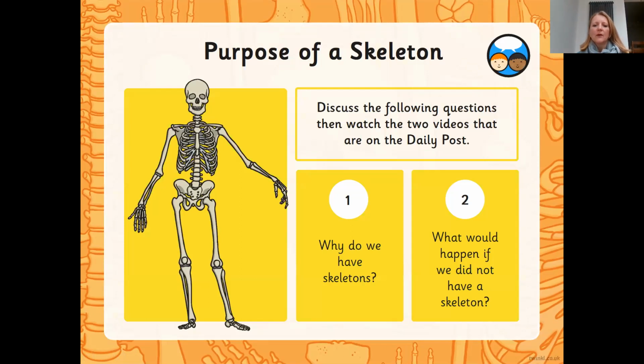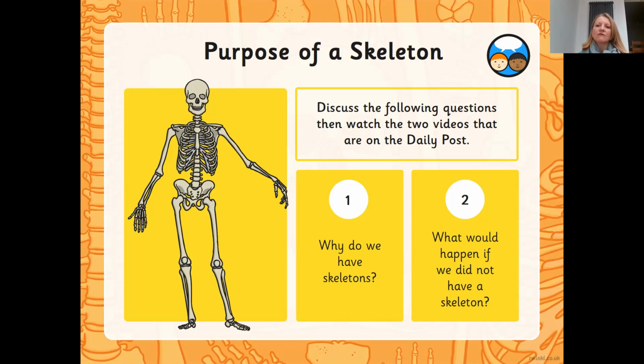Okay, so we've got two questions here. Discuss the following questions, maybe with somebody who's in the room with you. And there are two little videos or activities for you to do. So why do we have skeletons? What are they for? And then what would happen if we didn't have a skeleton?